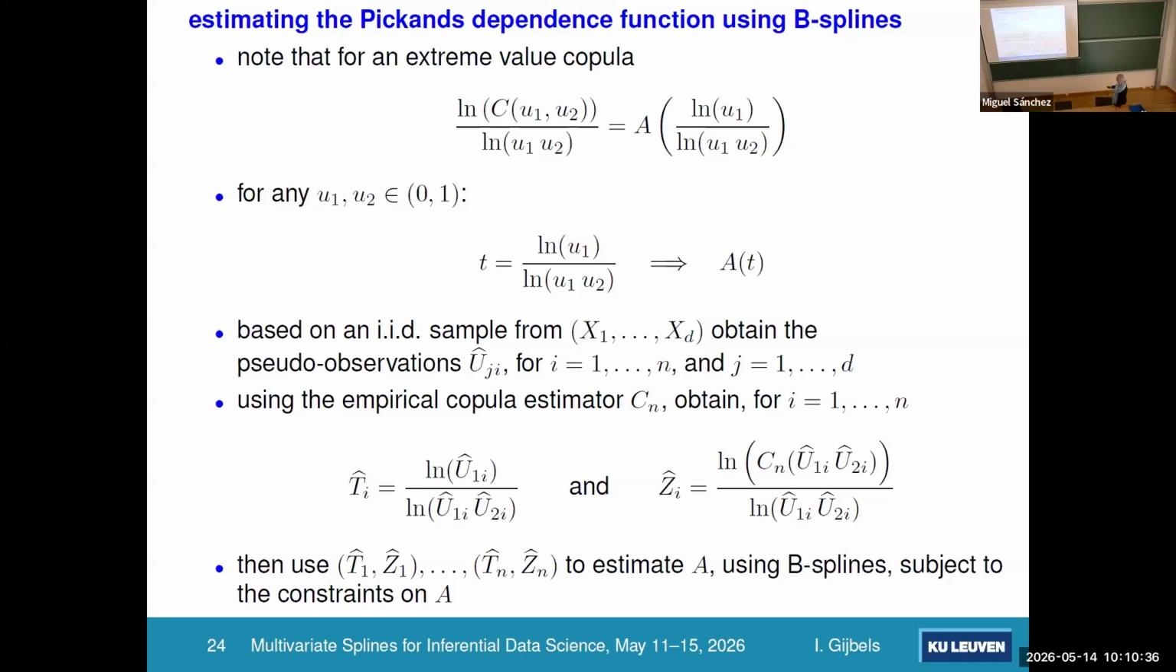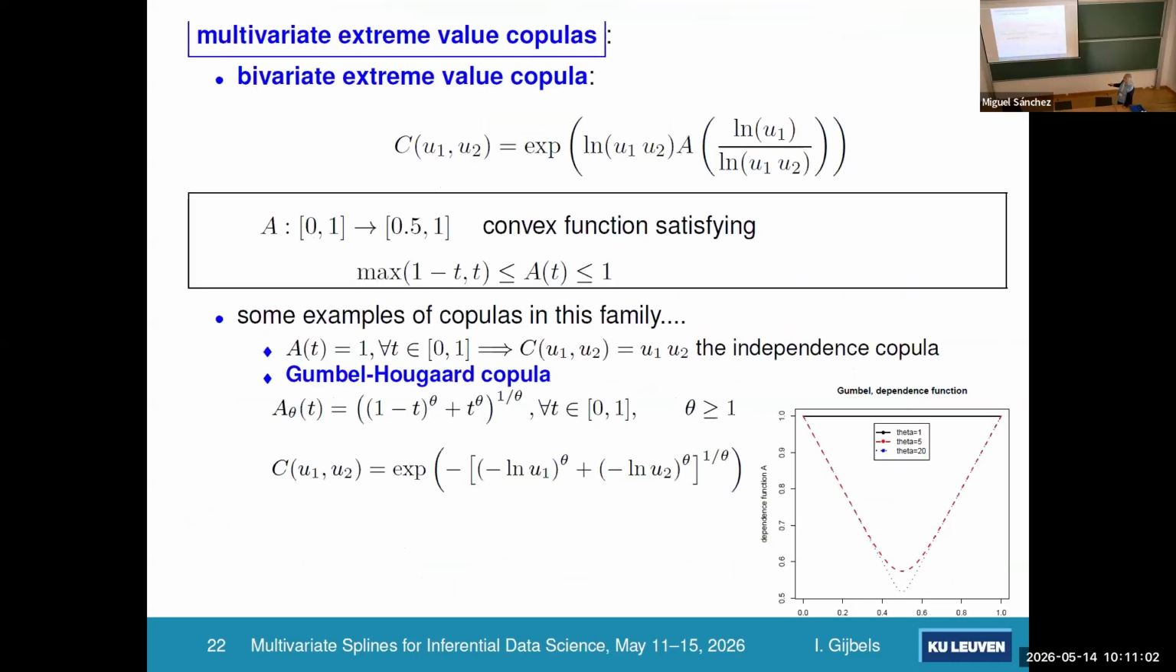And so I can effectively produce a kind of pseudo observations here, which are pseudo observations for that, right? I call it t_i. These are pseudo observations for that side. And then you basically use that scatter plot to fit the B-spline. But be careful, A has to satisfy these conditions. It's not so easy, right?